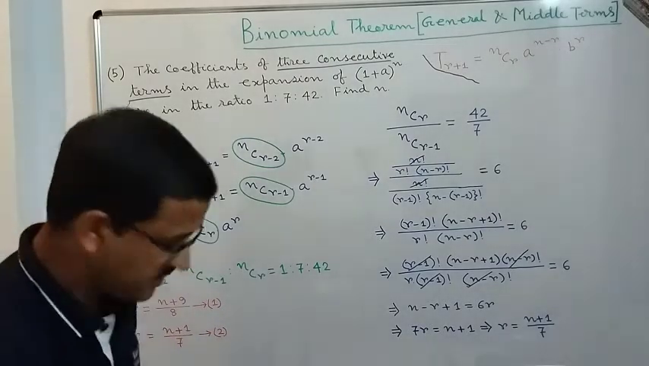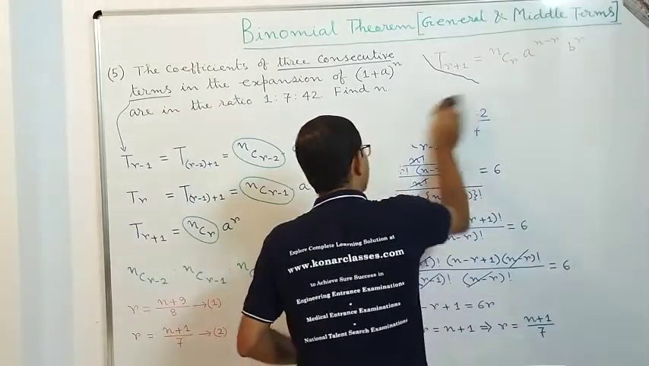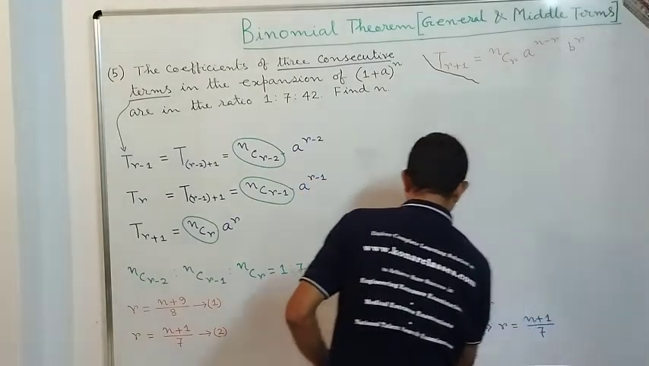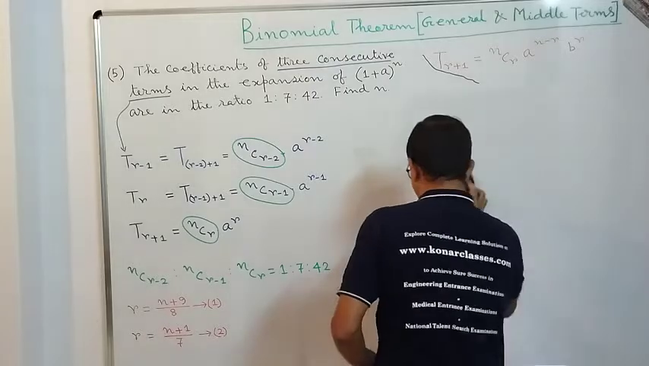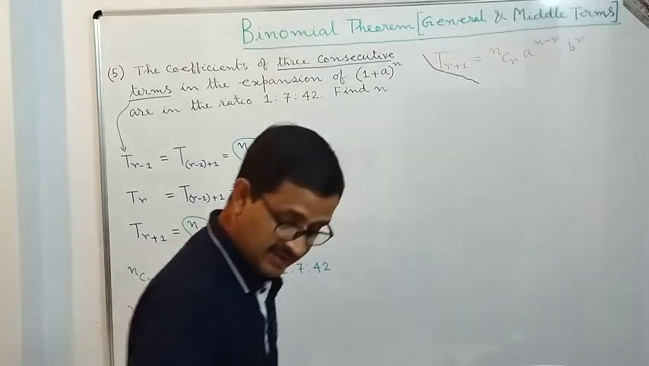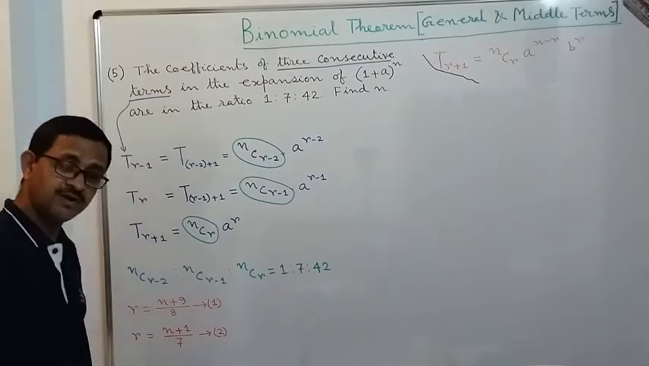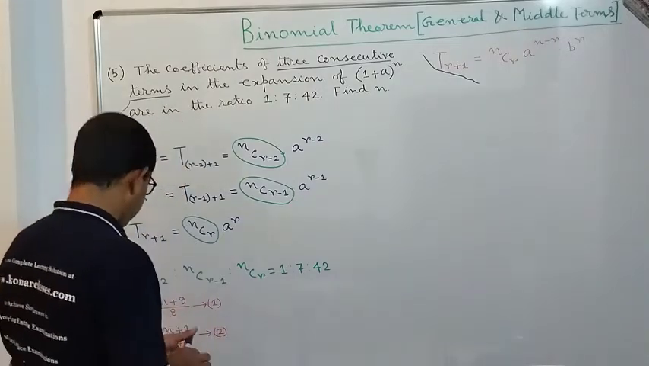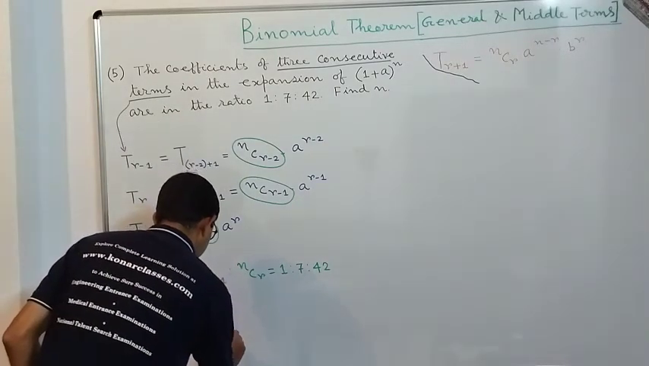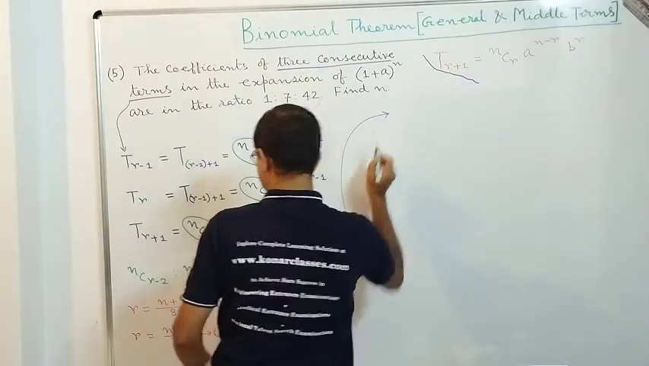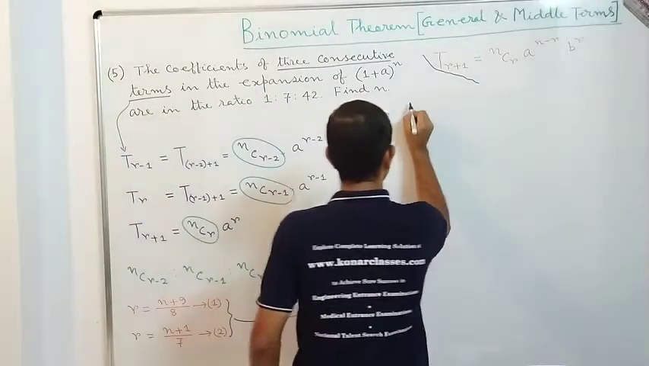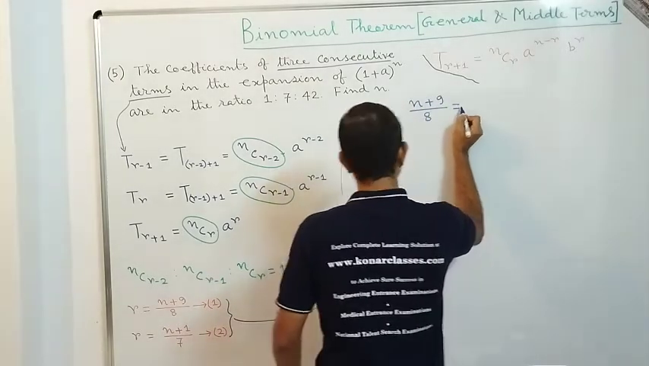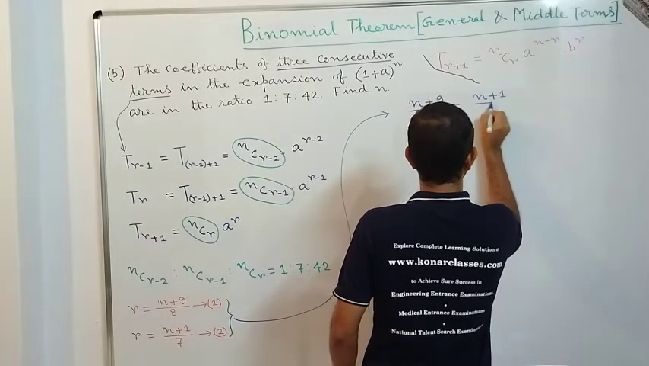Let's call this equation 2. Now dear students, if you look at both equation 1 and 2, the value of r is expressed in terms of n. So what can we say from 1 and 2? We can say that (n plus 9) by 8 is equal to (n plus 1) by 7, and that will give us the value of n, which is what the question has asked.